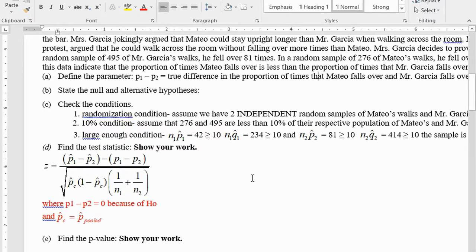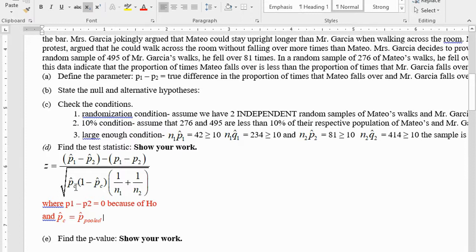But because in our null hypothesis we're assuming that they're the same, we're going to go ahead and just plug in 0 here for the difference between P1 minus P2. So I put the note here, where P1 minus P2 is equal to 0, because that's what the null hypothesis was. We assumed that the difference was 0. We're assuming that they fall over the same amount of time or that there is no difference. So 0.